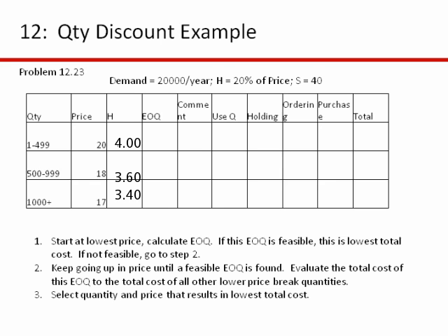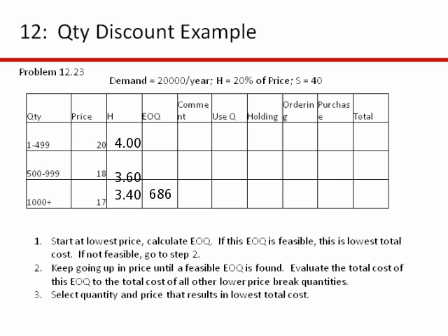Okay? So now, number 1 says we start at the lowest price. And so we're going to calculate the EOQ, which is just the square root of 2 times the 20,000 times the 40 divided by $3.40, and you get 686 as your EOQ quantity.